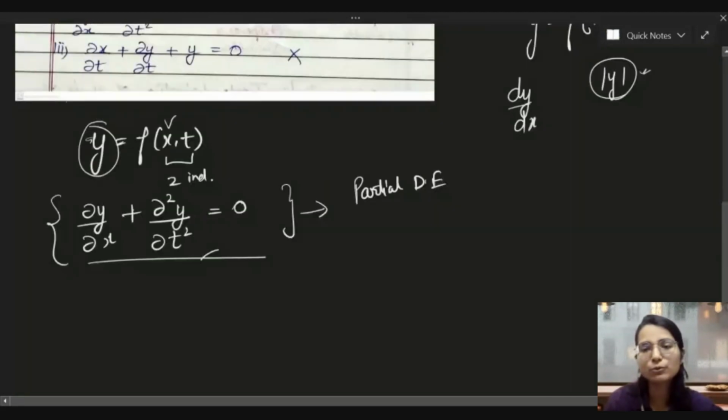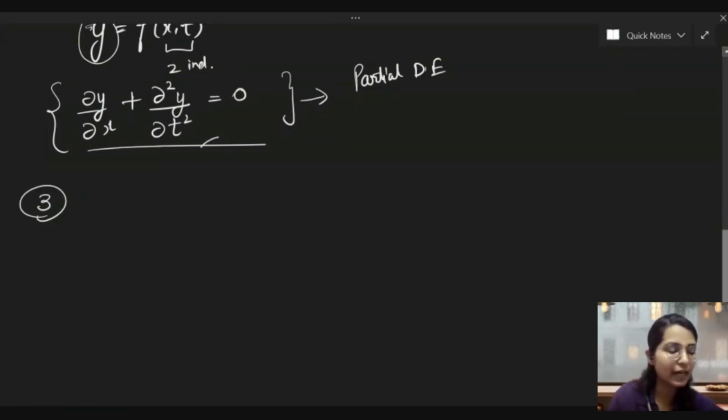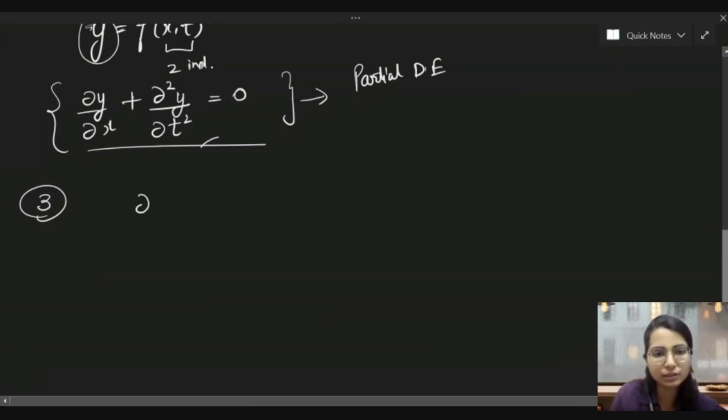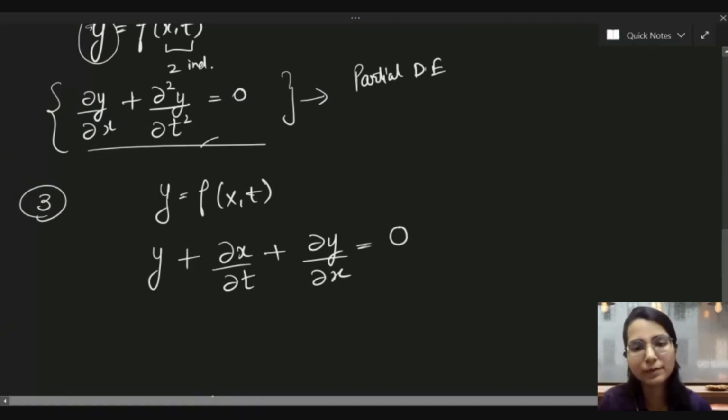Now let me tell you, not every equation is a differential equation. Now you might be wondering how. So for example, for the same function y equals f of x, t, let's look at this equation: y plus del x over del t plus del y over del x is equal to 0, let's say. It could be anything, but it is equal to 0.